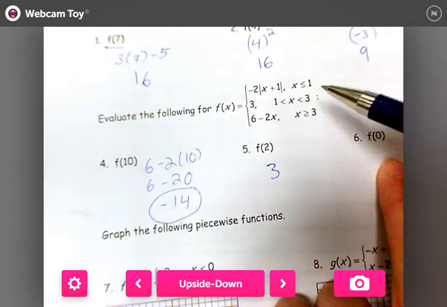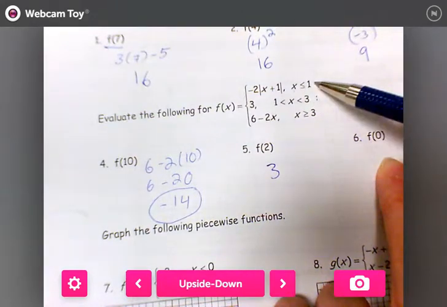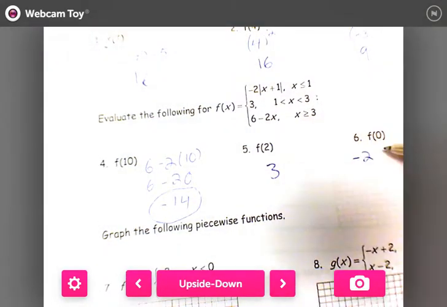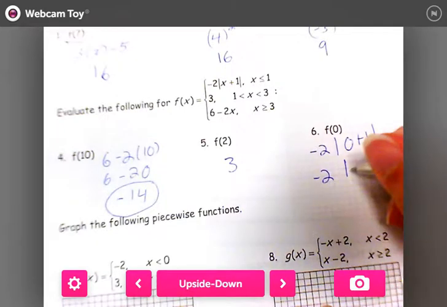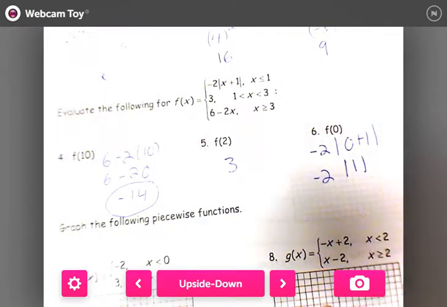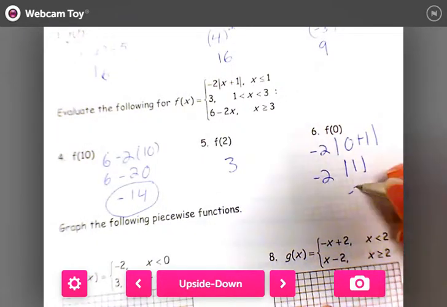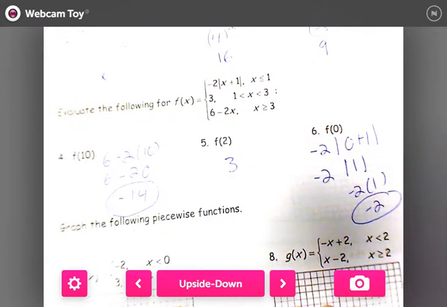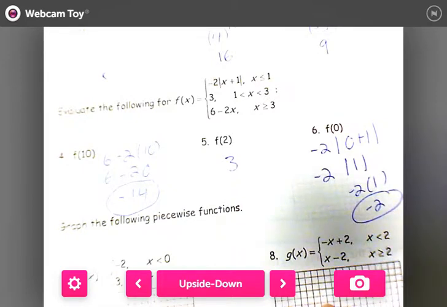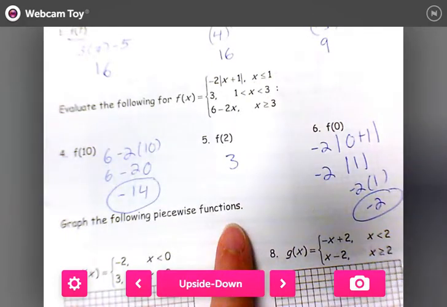F of 0. 0 is less than or equal to 1, correct? So we're going to go negative 2, absolute value of 0 plus 1. 0 plus 1 is 1. What's the absolute value of 1? So negative 2 times 1 is just negative 2. Questions about that? We did a lot of stuff there. Had to figure out where they went. We had to talk about absolute value. So far, so good?